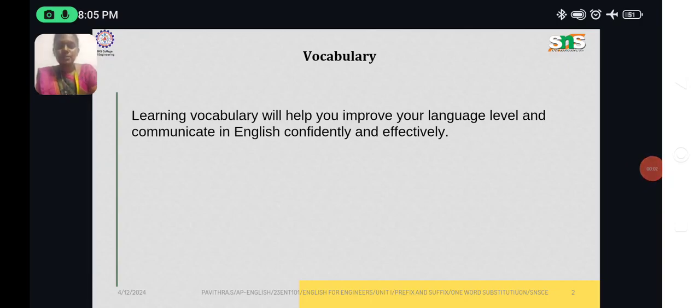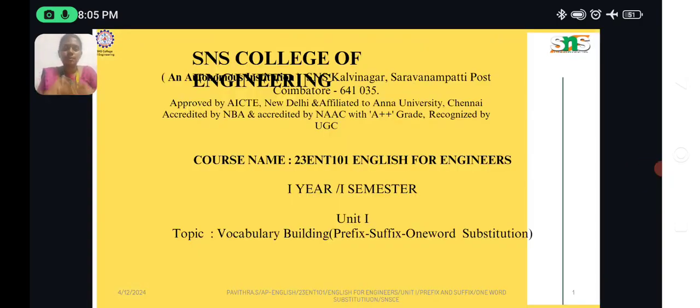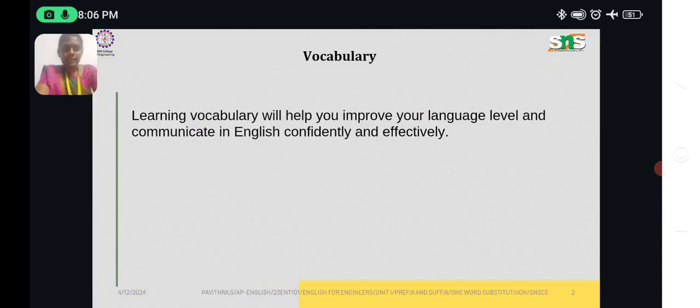This is Pavithra here. Today we are going to talk about a topic which is vocabulary building. It is nothing but word formation. Prefix, suffix and one word substitution are the topics which all come under word formation. Okay, we'll move on to the slide.